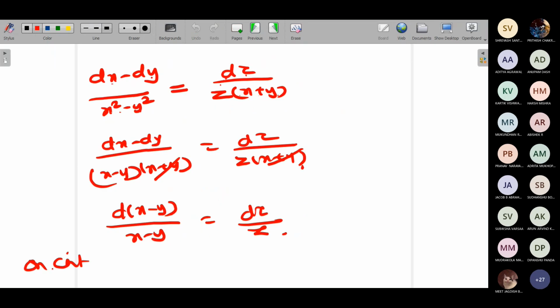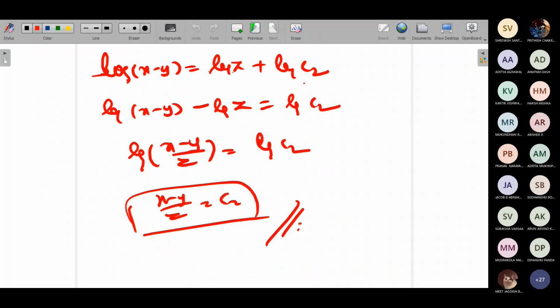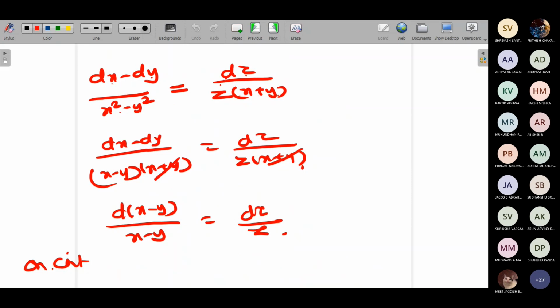What was the first one I got? The first one was (x minus y) by xy and the second one was (x minus y) by z. So therefore the required solution is phi of (x minus y) by xy, (x minus y) by z equal to 0. So this way also we can equate the ratios. Understood? I took the subtraction of the first two and I equated with the third ratio. Is it clear?